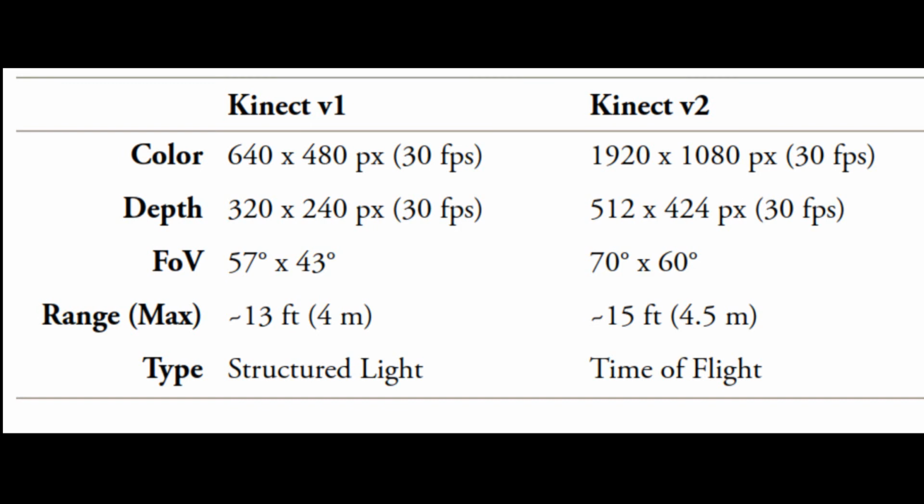Now, the field of view was also improved. The Kinect version 1 had 57 degrees by 43 degrees, and the Kinect version 2 had a 70 degree by 60 degree field of view. The max range on the original Kinect was 13 feet, and the range of the Kinect version 2 is 15 feet, so it was just a slight improvement in distance. And of course, I mentioned the different types of light that are used: Kinect version 1 is structured light, versus Kinect version 2, which is time of flight.